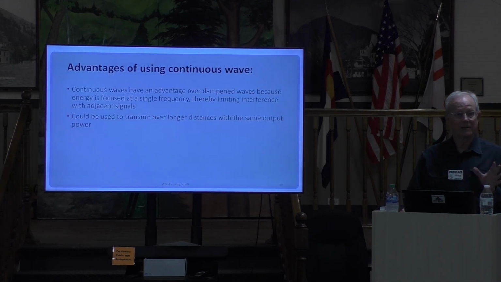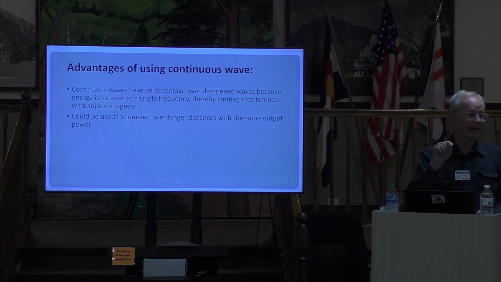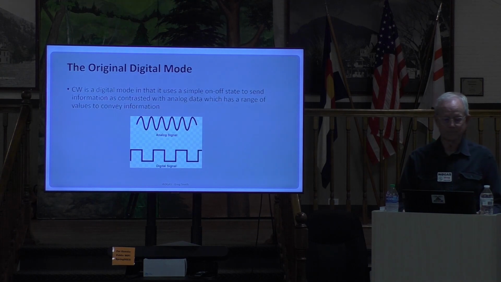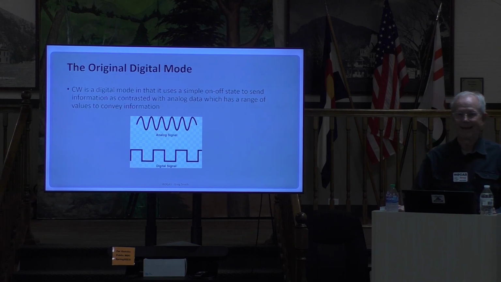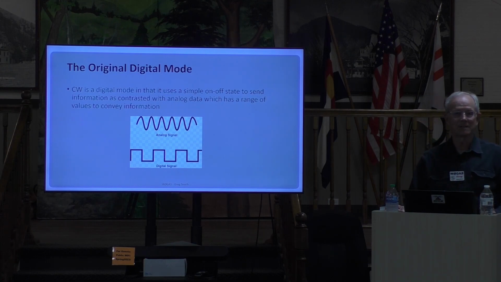So the advantage to using a continuous wave is that the energy is focused at a single frequency, and that enabled us to transmit over longer paths. So one of the things that I was asked to comment on today is, is CW the original digital mode? And technically, I think it is. It uses a simple on-off state.